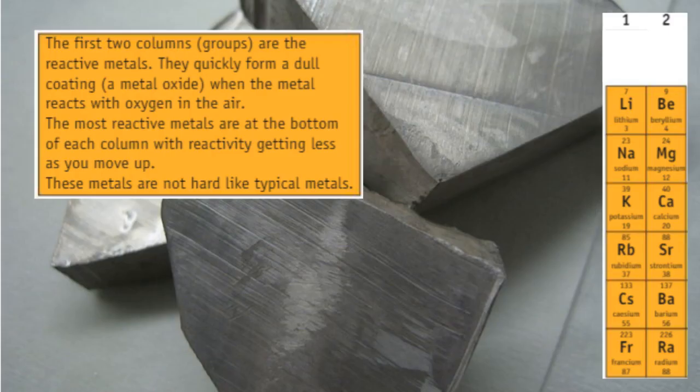Now, the first two columns, the first two groups of the periodic table, are really reactive metals. They're called the alkali and the alkali earth metals. They quickly form a dull coating, which is actually a metal oxide, when the metal reacts with oxygen in the air. The most reactive metals are actually at the bottom of each column, with reactivity getting less as you move up. And these metals are not hard like typical metals. You can actually cut them with a knife.